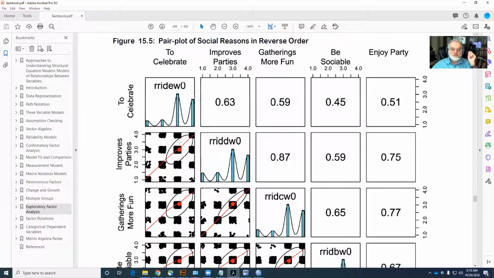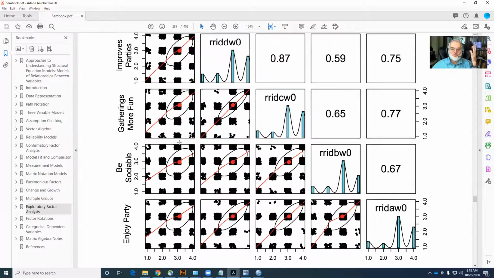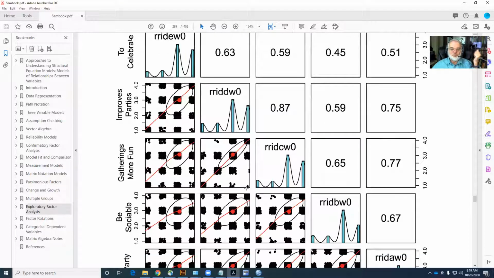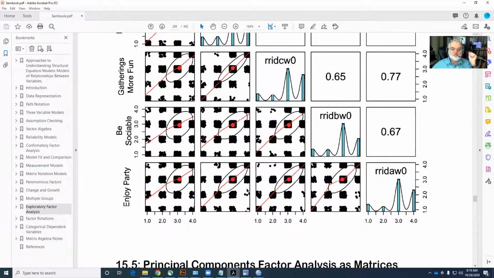Let me see now. I can also flip that around a little bit and show the correlations as well, but the code is there to do that if you would like.